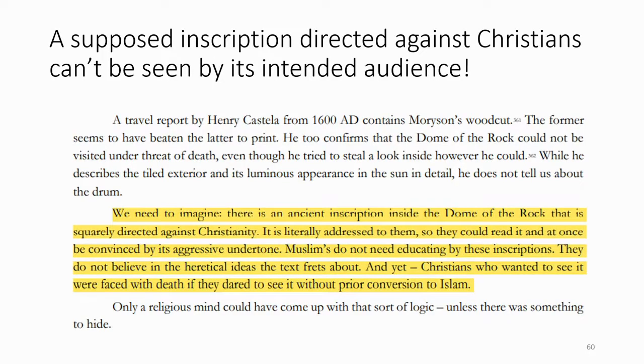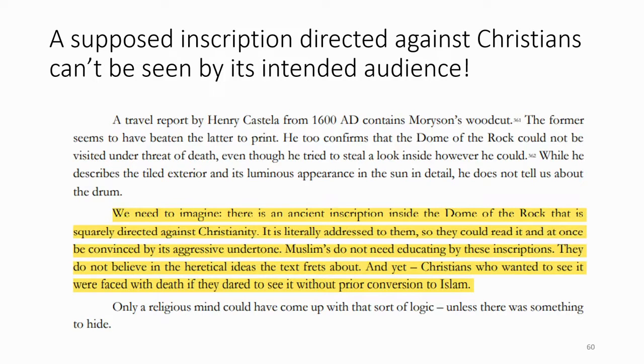Now, we have a travel report by Henri Castella from 1600 AD, which contains Morrison's woodcut. The former seems to have beaten the latter to print. He too confirms that the Dome of the Rock could not be visited under threat of death. So I think that's fairly solidly confirmed. Even though he tried to steal a look inside however he could, while he describes the tiled exterior and its luminous appearance in the sun in detail, he does not tell us about the drum.